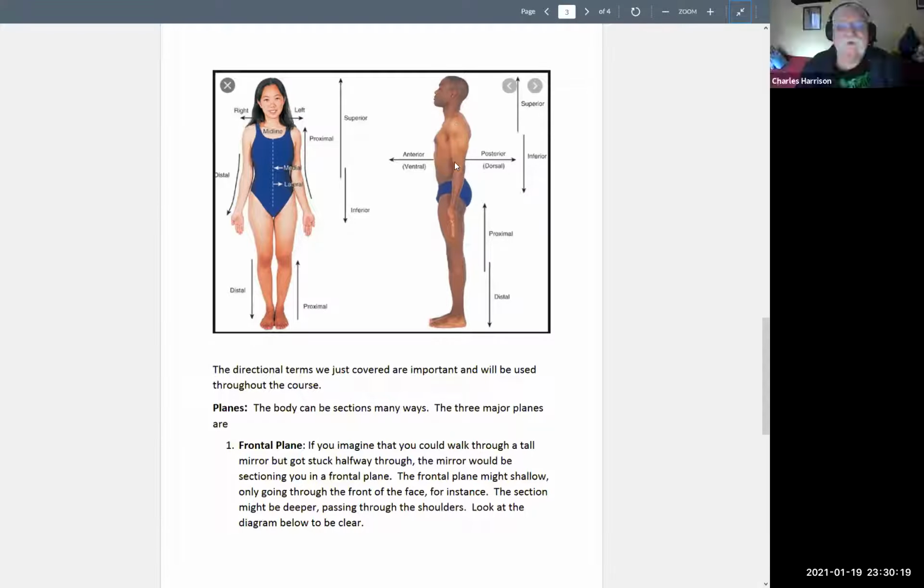Nothing different with this guy, except anterior is this side, this entire front side. Okay, posterior is the entire back side. They're showing you inferior here, not to be confused. It just means going downward, superior upward. Proximal again going up, and distal going down, just like on her.